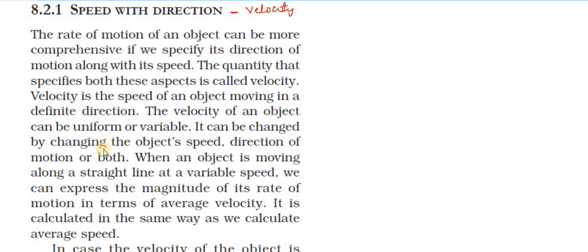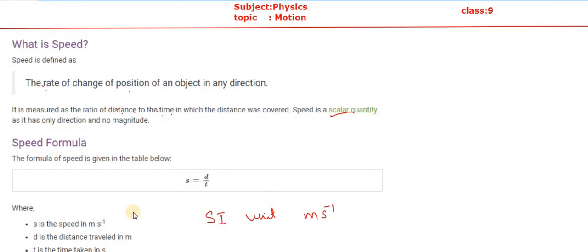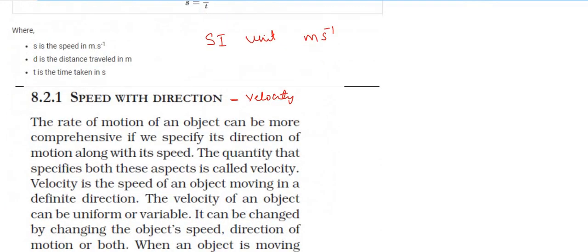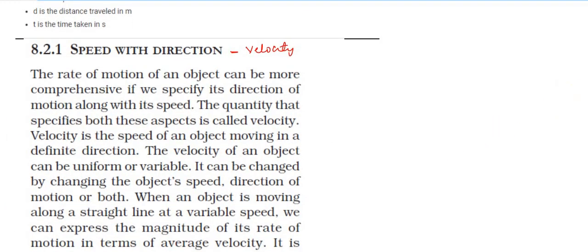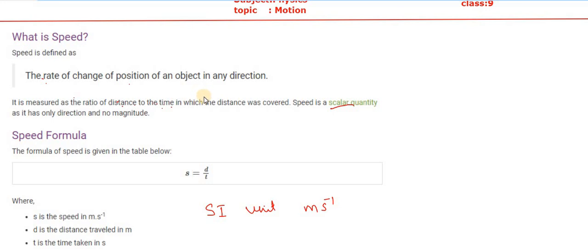Now we're talking about what we mean by velocity. We know what we mean by speed. Speed is nothing but the distance traveled by an object by time taken, or the rate of change of position of an object in any direction, or the ratio of the distance to the time in which the distance was covered. Speed is a scalar quantity. Now we are talking about speed with direction. This is speed without direction.